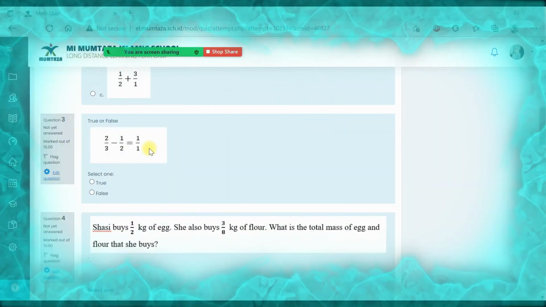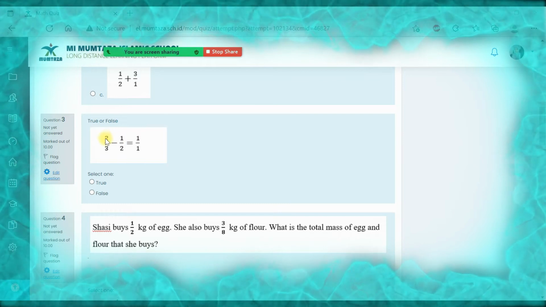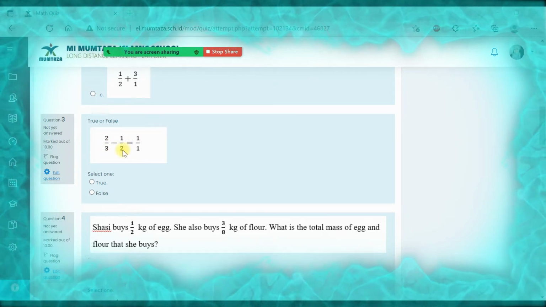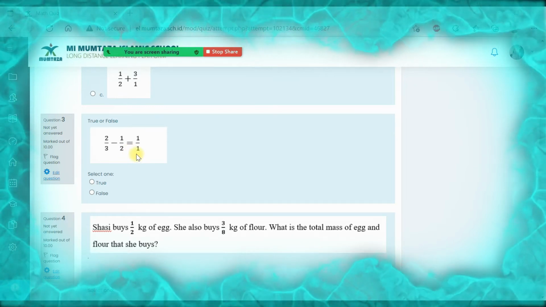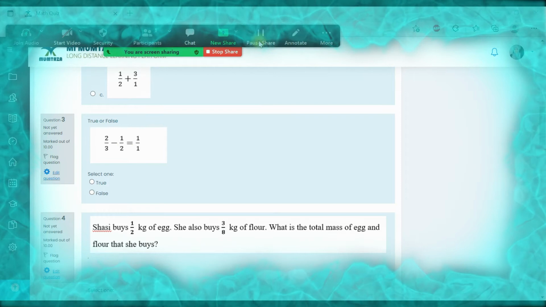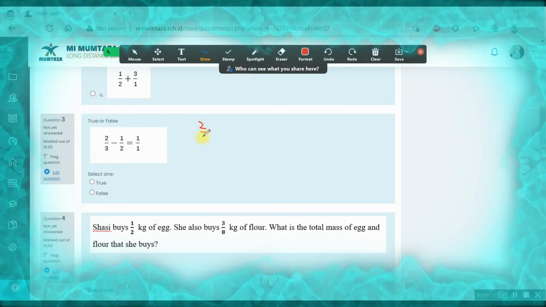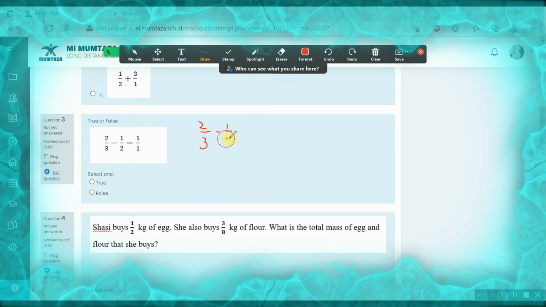Now for number 3, there is the true-false question. The question is 2/3 minus 1/2 equals 1/1. Is it right or not? So we must find 2/3 minus 1/2.